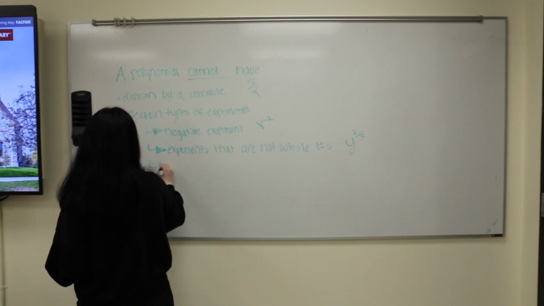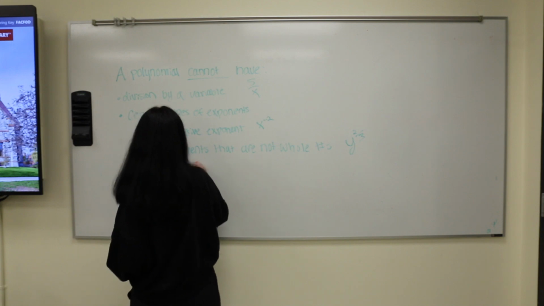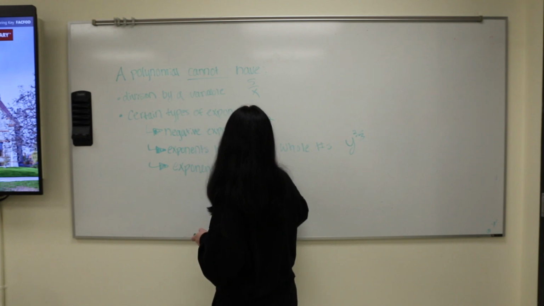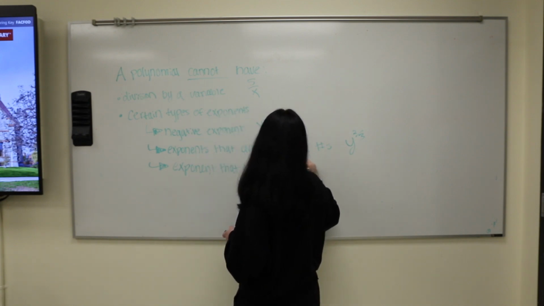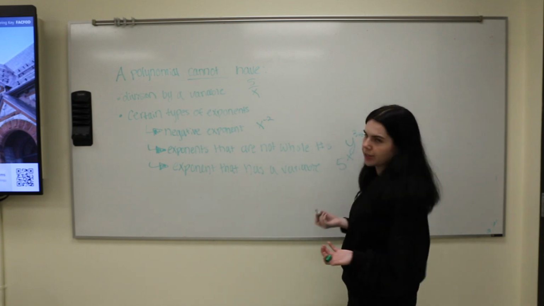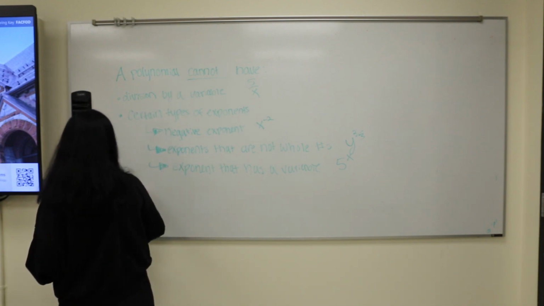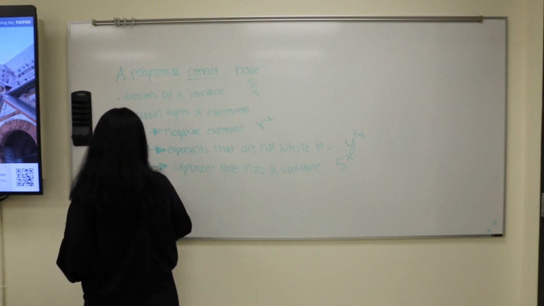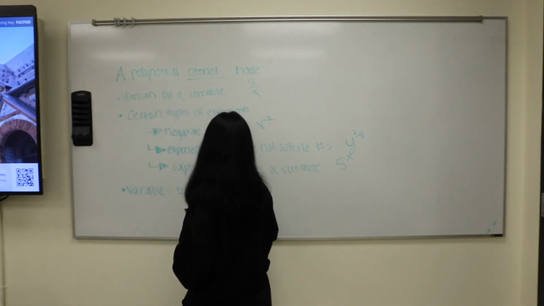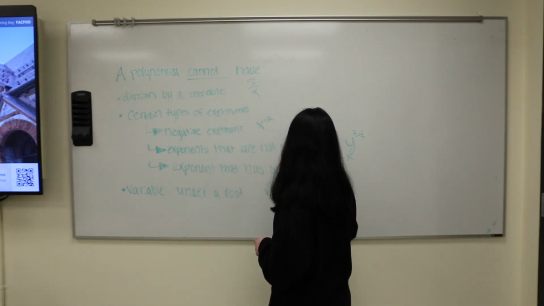And then, a polynomial cannot have an exponent that has a variable. So you can't have something like 5 to the power of x, for example. And then lastly, a polynomial cannot have any variable under a root. So we can't have anything like the square root of x or the cube root of y.